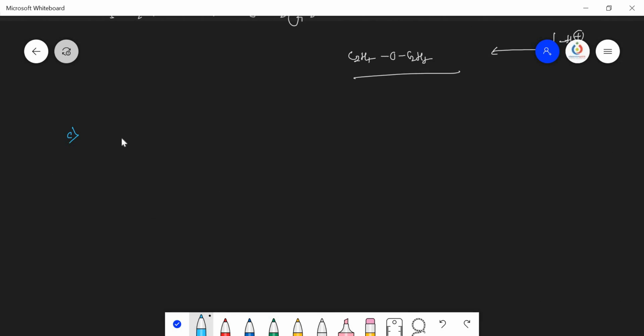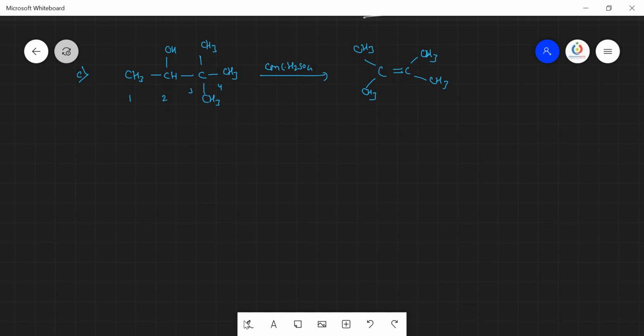So the reactant molecule initially is CH3, CH, OH, C, CH3, CH3, and CH3. Give the numbering 1, 2, 3, 4. 3,3 dimethyl butane 2-ol. So subjected to the concentrated sulfuric acid, the product is tetramethyl ethylene. So this is the product. So let us see the mechanism, how the product has come.